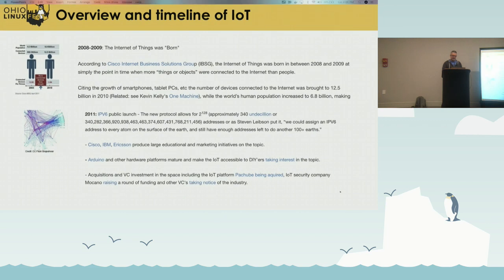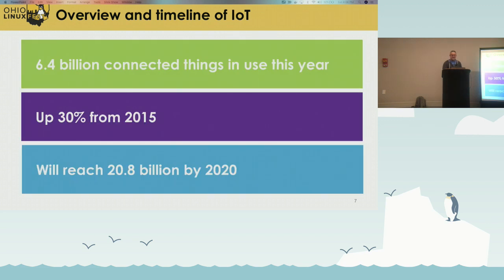In fact, it's a big enough number that it's enough to assign a single address to every atom on the surface of the Earth and still have enough addresses left to do another 100 plus Earths, right? So we are ready for IoT with IPv6, right? And that's a good thing because these big numbers are coming.